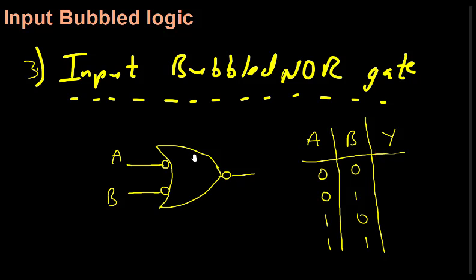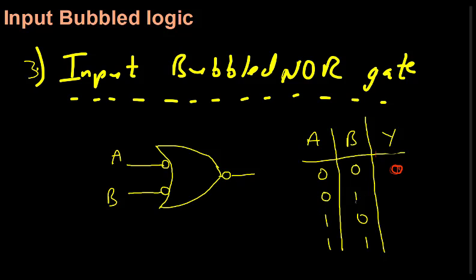So this is an input bubbled NOR gate and these are the inputs. First 0 0 input. So 0 0 input will make the actual inputs 1 1, and for a NOR gate, even when a single input becomes 1, output becomes 0. So here, because we have two inputs 0 0, which become actual inputs 1 1, this output is 0.